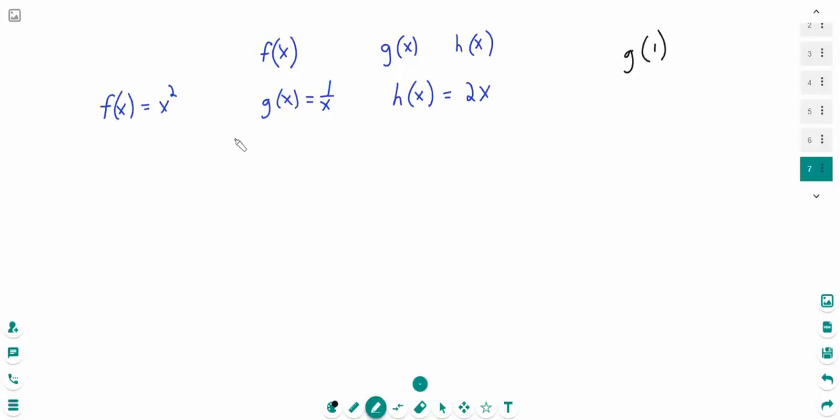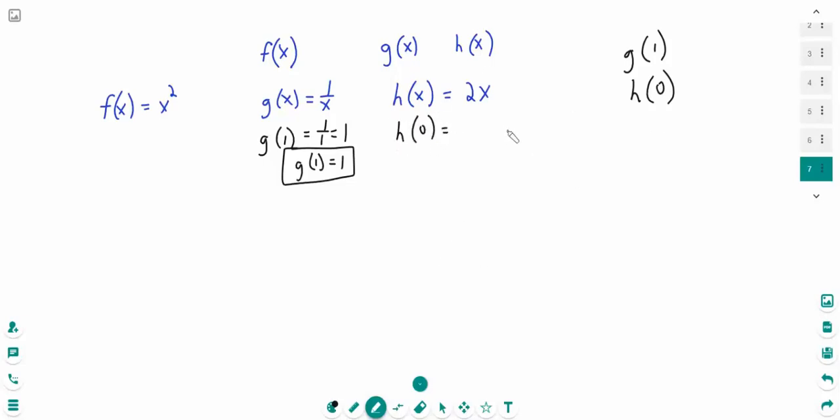But they all represent the same concept. They all represent a function. So for g of 1, I'd have to go to the g function and plug in 1 for x. That's just going to give me 1 over 1, which is 1. So g of 1 is equal to 1, right? And if I were to say, okay, that's great, now find for me h of 0. Then you would have to go to the h function. We'd say h of 0 is equal to 2 times 0, which is 0. So h of 0 is going to be 0, right?